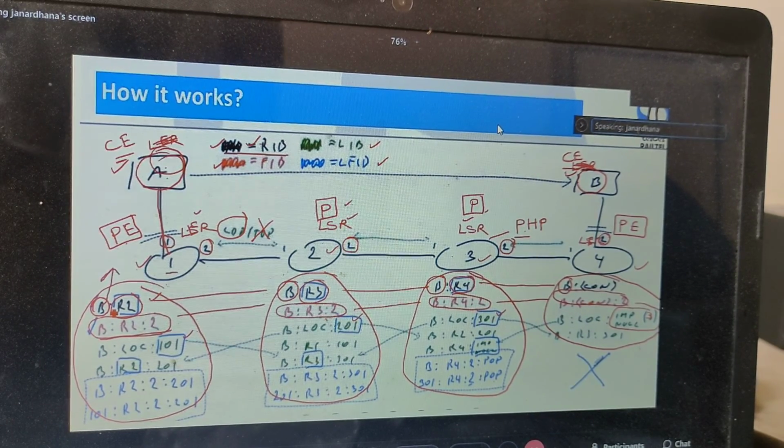Discussing the MPLS routing tables, I will keep this one as is. So have a 10 or 15 minute break. Then we will continue.